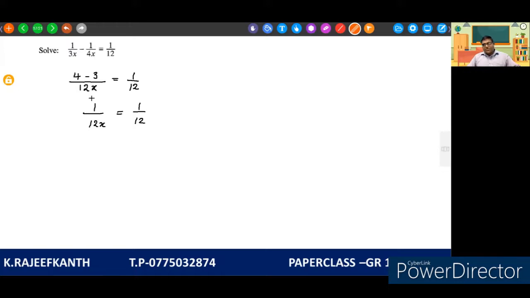Now we have to cross multiply. Here 12 times 1, 12x times 1. 12 times 1 is equal to 12. 12x times 1 is equal to 12x. Now we have to find the value of x. So 12x is equal to 12, then x is equal to 1.